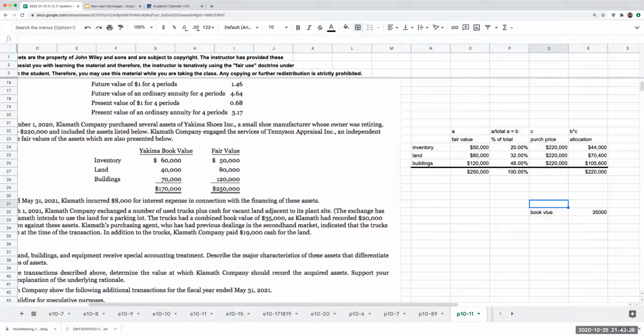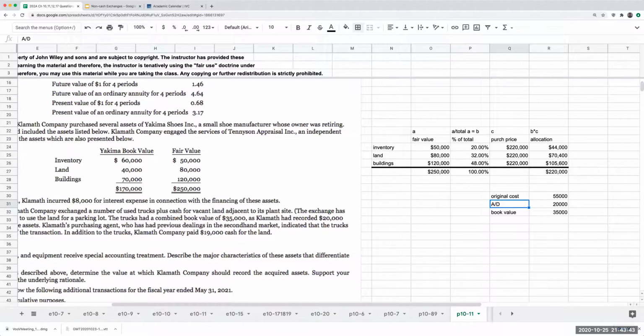And that means that if they recorded 20,000 of depreciation, or total depreciation, that means that the original cost of the trucks was 55,000. So if we're taking these off of our books, the original cost of the trucks is 55,000. Okay. I'm also giving up cash of 19,000.